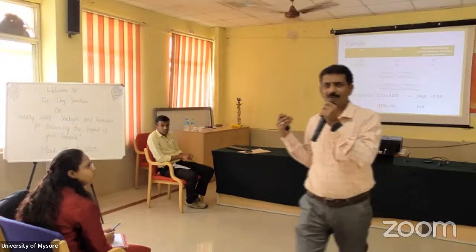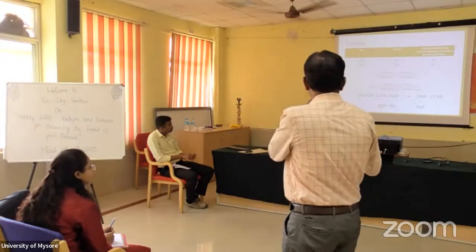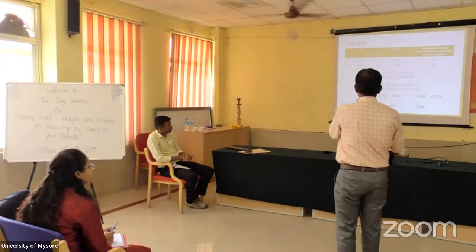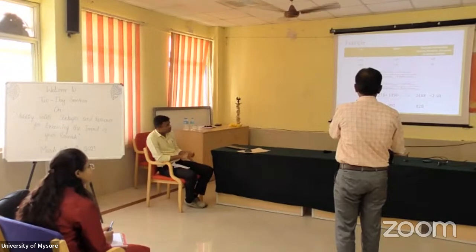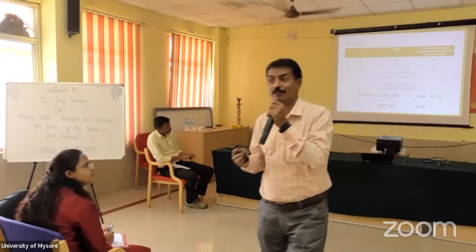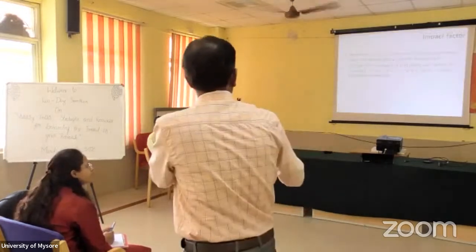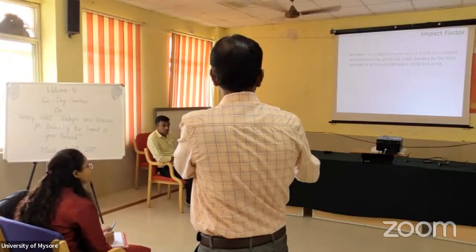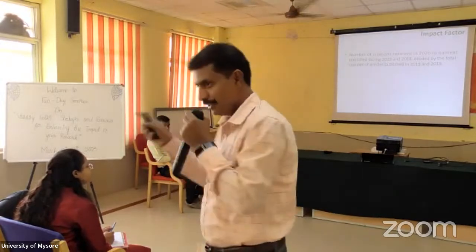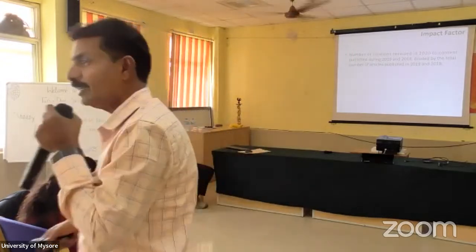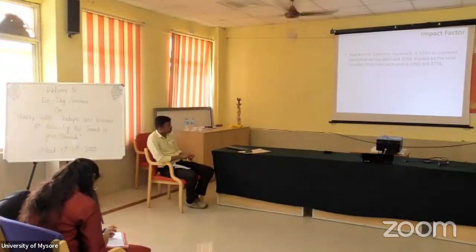I have just randomly given the data. Sorry, I have taken the same data. 1,278 plus 1,109 divided by 437 plus 391. That would be 2.9. So this is the impact factor of a journal. So in the beginning, the number of citations received in 2020 to content published during 2019 and 2018, divided by the total number of articles published in 2019 and 2018. That's called the impact factor.